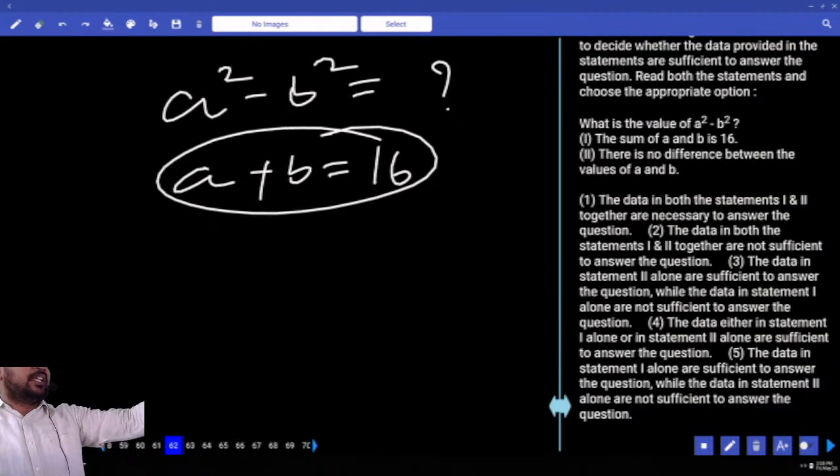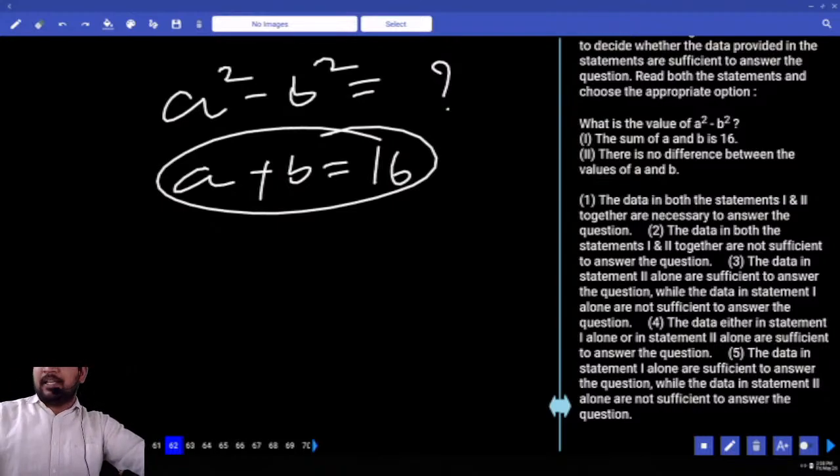By using only statement 2, is the answer possible or not? Because there is no difference between A and B, A and B are the same. If you take 1, the answer is 0. If you take 2 also, the answer is 0. Is the answer possible? Yes. So only statement 2. Which is the option? The third option.